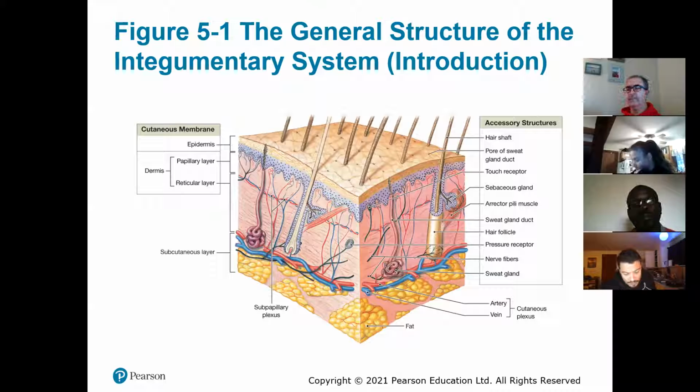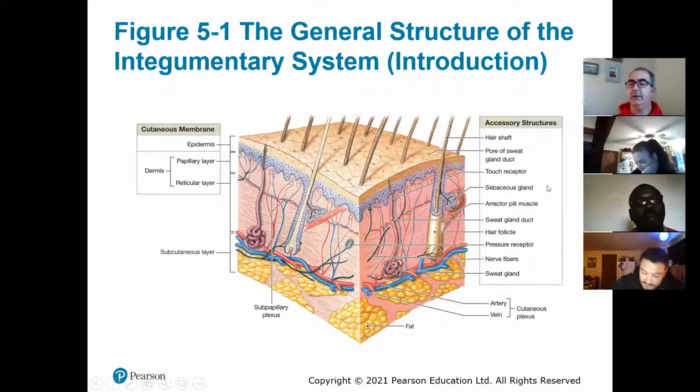What else does the subcutis do? Secretes hormones, the endocrine. Well, yeah, but I mean, like in the dermis of our skin, what else do we have? We have the sweat glands and we have these sebaceous glands, right? Sebaceous glands secrete oil.